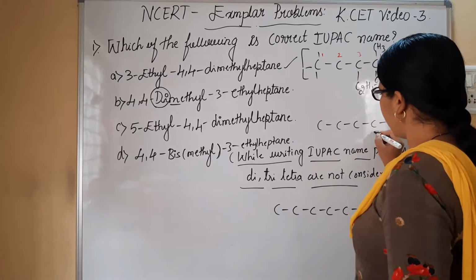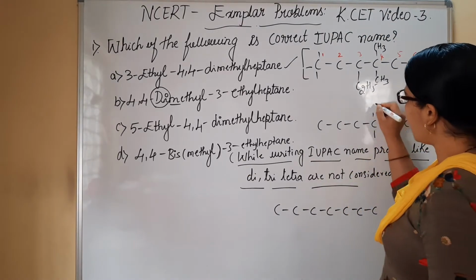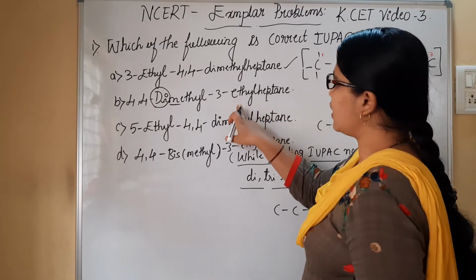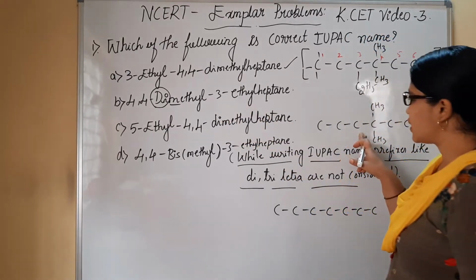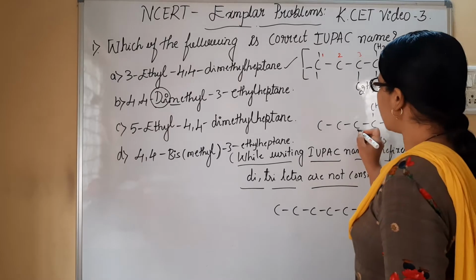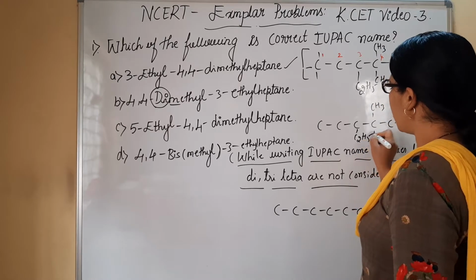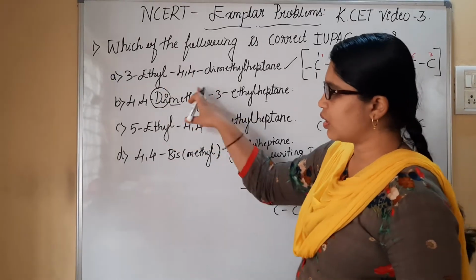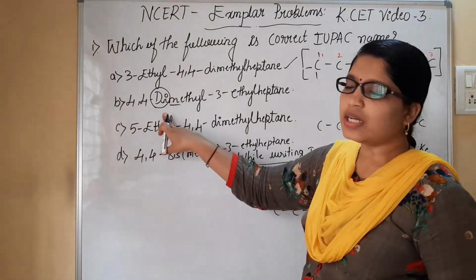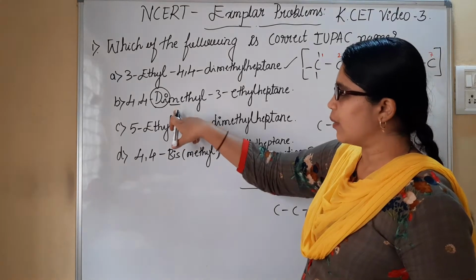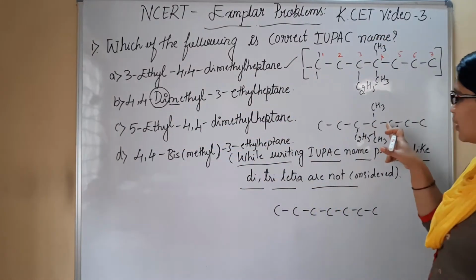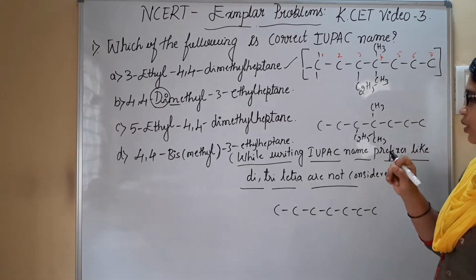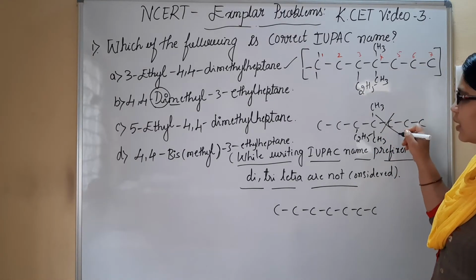4,4-dimethyl they have taken here. If I take this as a 4th carbon atom, I will be writing dimethyl. Here they are mentioning 3-ethyl C2H5. But while naming this term, that is dimethyl, we do not consider di. Only we consider M. M would have come later, but it is coming here at the 4th position. So this will not be considered as a correct option.